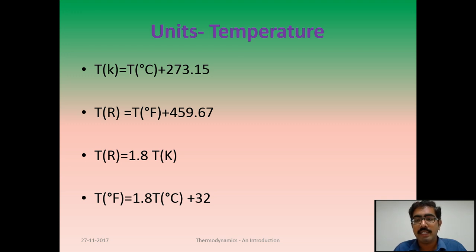Next one, degree Celsius to degree Fahrenheit. We have 100 degrees Celsius that we have to convert to degree Fahrenheit. So that 100 degrees Celsius we have to multiply with 1.8, then after that we have to add 32. So this is the general unit conversion.